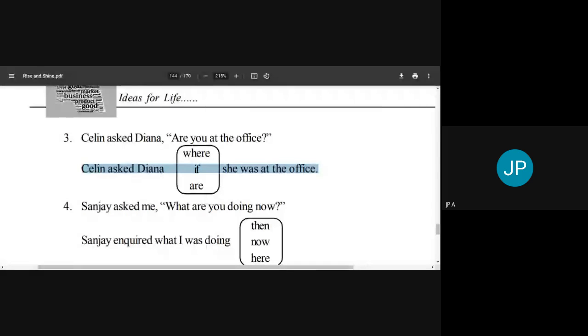Okay. The next one is Sanjay asked me, what are you doing now? Okay, so those words are changing. What are the changes that happen with time? Sanjay asked me, what are you doing now? Sanjay inquired what I was doing. What does now become? What happens to now? Very good, Nandana. It becomes then.